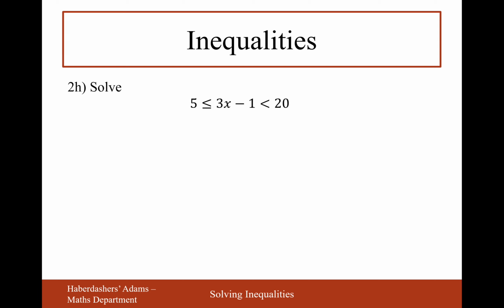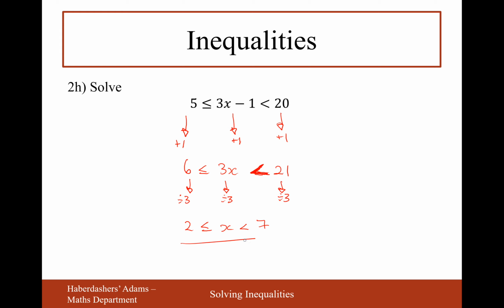Moving on to h, this is an easier one. So in this one here, I'll add 1 to both sides first. Add 1, add 1, add 1, and I will get an answer of 6 is less than or equal to 3x is less than, so less than, because that's the symbol here. You always copy the symbol you're using, 21. And then divide everything by 3 on all three sides, you get 2 is less than or equal to x is less than 7.